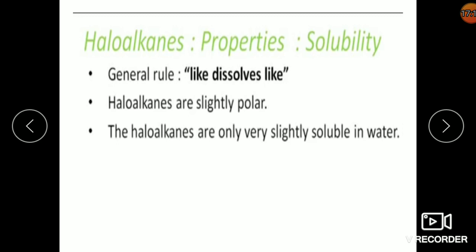Now this is slightly polar, so we can expect that haloalkanes are slightly soluble in polar solvent. Polar solvent is what? Polar solvent is water. But if the molar mass increases, the solubility will decrease. Now why will the solubility decrease with increasing molar mass? Because if your R group becomes bulkier, being a hydrocarbon, it repels water. This hydrocarbon part is not easily soluble in water.